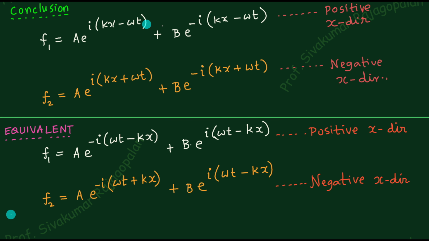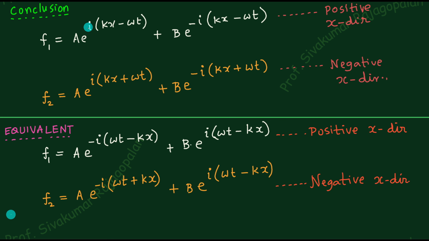If you have a minus vt, positive x direction. If you have a plus vt, you have the negative x direction. So negative and positive direction should be confirmed from the velocity, that is the vt component. That velocity only got converted to omega, right? So that's a point that you'll have to remember. From the vt component, you have to decide whether it is positive x direction or negative x direction.